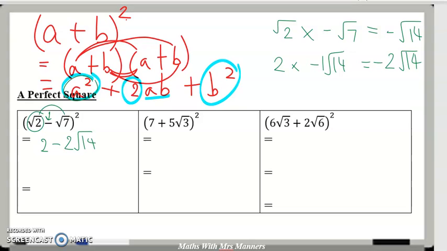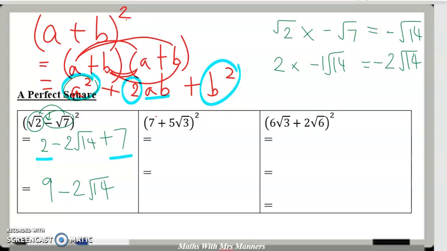And then the last bit is quite easy, square the last term. So if I square anything, it's always going to be positive, so I don't even have to worry about the negative in front of the root 7, but I've circled it. Root 7 squared is 7. Then it's just time to collect like terms. I've got 2 and a 7 that I can collect, so I'm going to get 9 minus 2 root 14. And that's a perfect square.